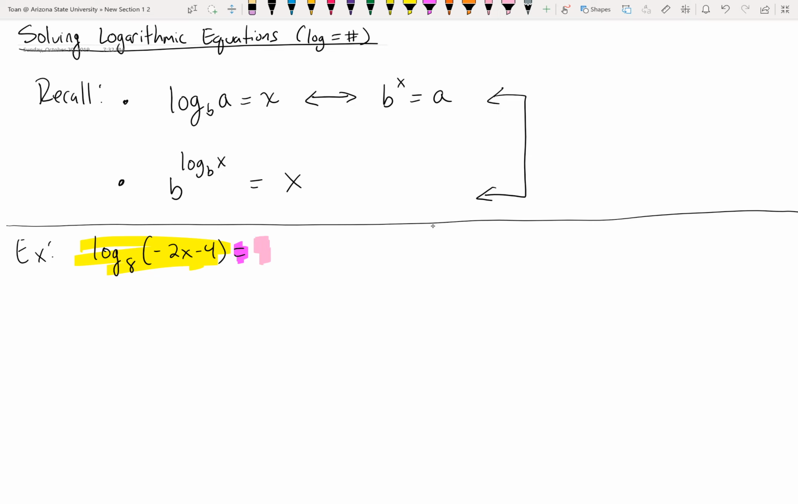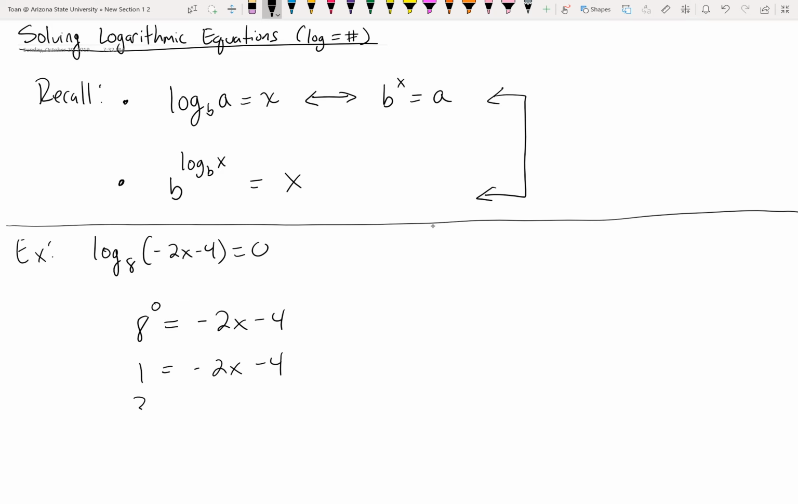So if I were to transform this into exponential form, what would we have? This statement says 0 is the exponent on 8 that gives us an answer of negative 2x minus 4. Now what we've done is the variable that we're solving for, x, is no longer trapped inside of a log. It becomes a regular freed variable that we can then freely solve for. 8 to the 0 power is just a number, specifically 1. And then this gives us an easy peasy linear equation to solve.